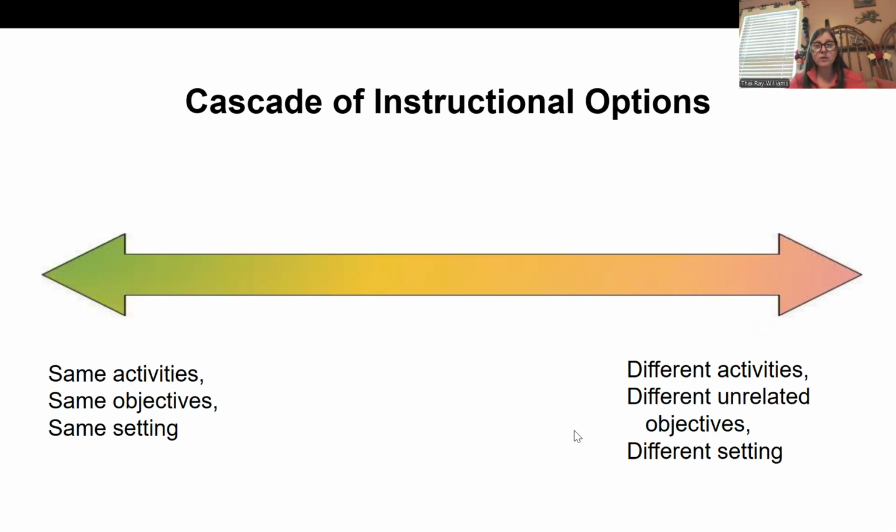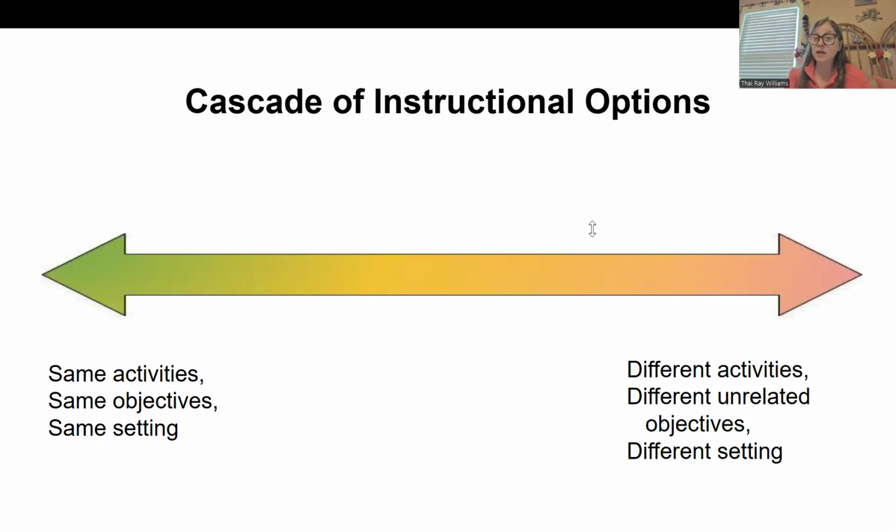All right, so now we're going to talk about the cascade of instructional options. There are two extreme versions of the cascade of options. One of them is that all students are doing the same activities, they have the same objectives, and they are being done in the same setting. So same activities, objectives, and setting. On the opposite end of that spectrum, students with disabilities are doing different activities. They have different objectives that are not related to what their gen ed peers are doing, and they are in a separate setting.